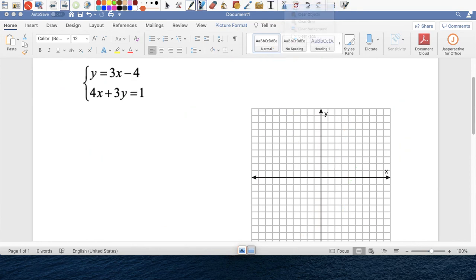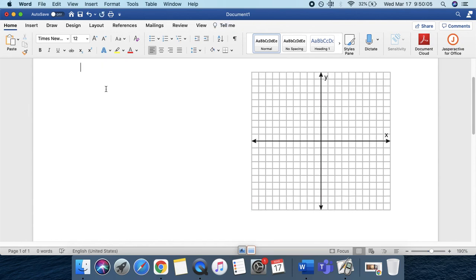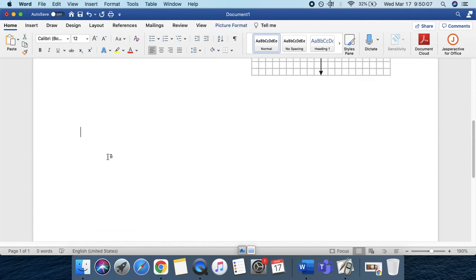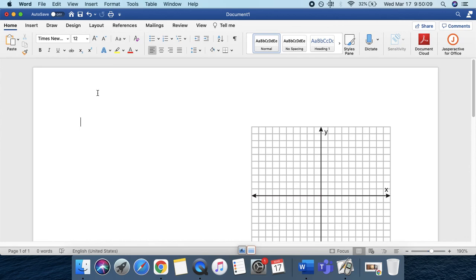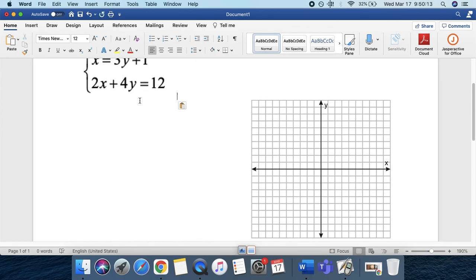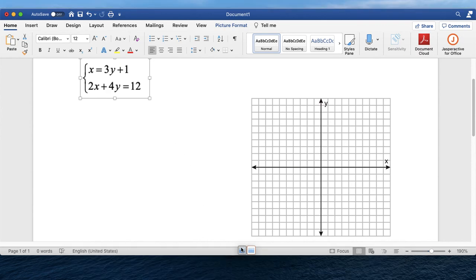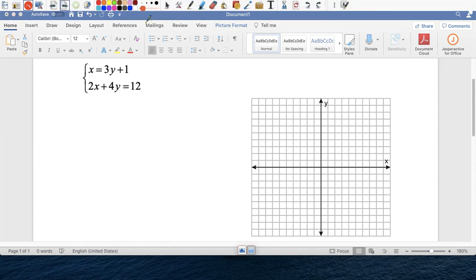Okay. So we have one more. And again, these just serve as an example so that you can use these to solve your problems tonight. Okay, so this one, I like this one because they tell you what x is.